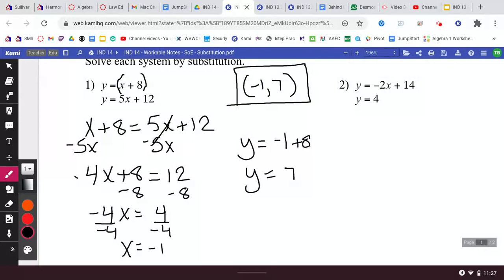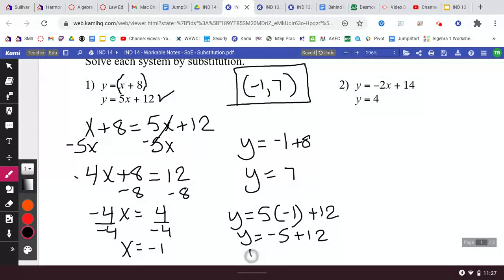Now, I want to show you, it does not matter. You'll notice on your notes, it said for the 6th step, plug the value of y into any of the equations and solve for x. Well, if I had chosen to plug it into this one, it would have worked just as well, right? Y equals 5 times x, which is -1, plus 12. Y equals -5 plus 12. Y equals 7. You would have gotten y equals 7 no matter which one you plugged into.